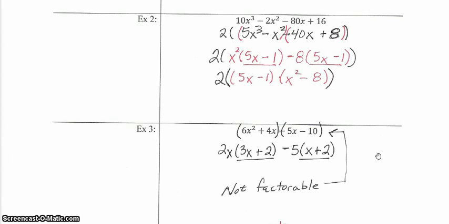How about example 3? Again, pause anytime you need to finish writing these up. I know I'm scooting through. Beauty of video, pause it when you need to, play back when you need to. So, 6x squared plus 4x minus 5x minus 10.